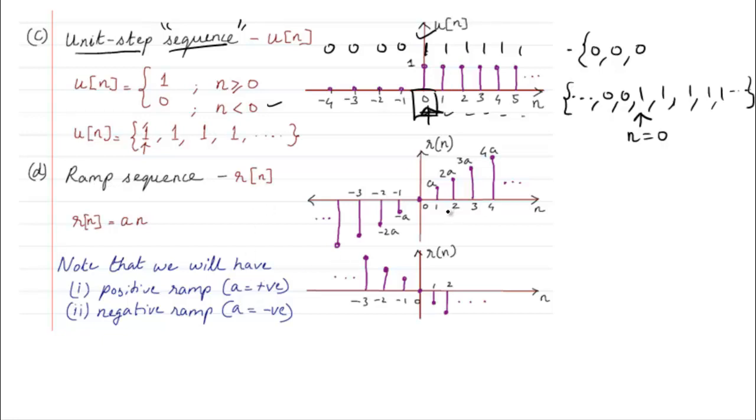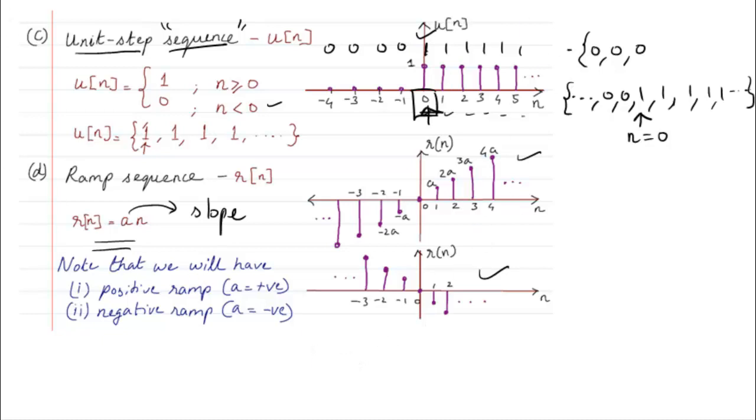Similarly, when we are talking of a ramp sequence, we know that there is a ramp straight line. It can be either a positive ramp or a negative ramp. And if I am going to take the discrete samples of that, I will get a signal like this. As you can see here, we can write a signal like r of n is equal to a n, where a will decide what the slope is going to be. The a can be positive, which will give me a positive rising signal, or it can be negative, which will give me a signal having a negative slope.